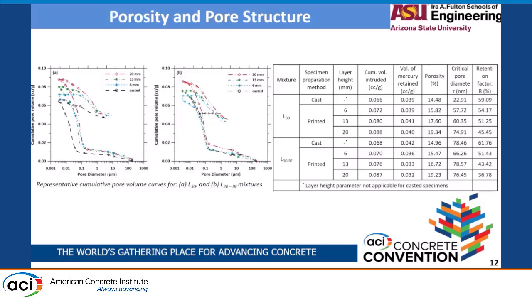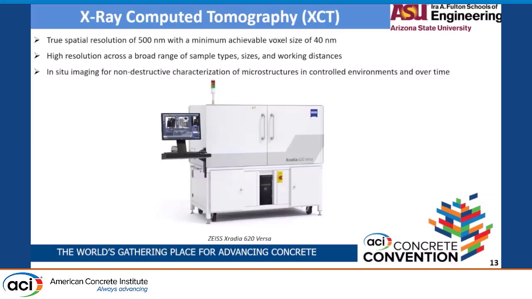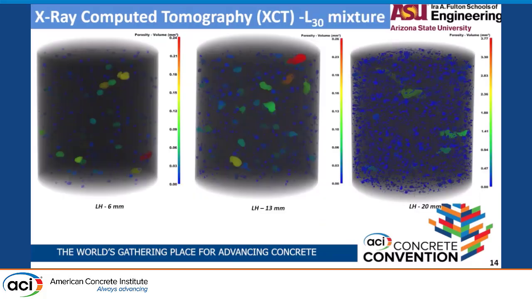To find out the effect on the interfaces, we did X-ray computed tomography, and these are the specs for the XRT machine that was used for this. If we look at the figures from XRT just for the L30 mixture and different layer heights, 6, 13, and 20 mm, we clearly see that 20 mm has a higher number of pores, and even the pore volume is increased, as we see on the scales.